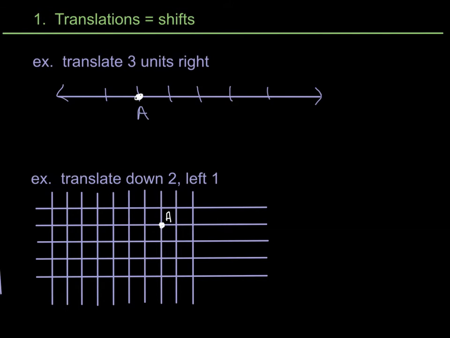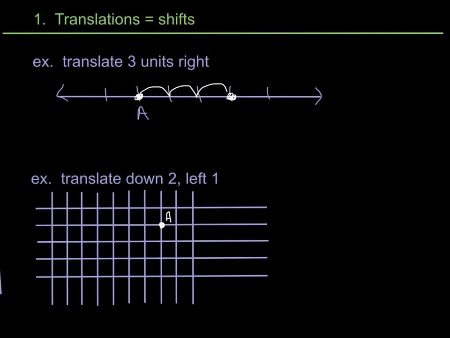Okay, to save some time, I've already pre-written the examples. So let's explore what a translation looks like. Now remember, translation means to shift. So example 1, I'm asking you to translate point A 3 units to the right. So what does that look like? That's 1, that's 2, that's 3.